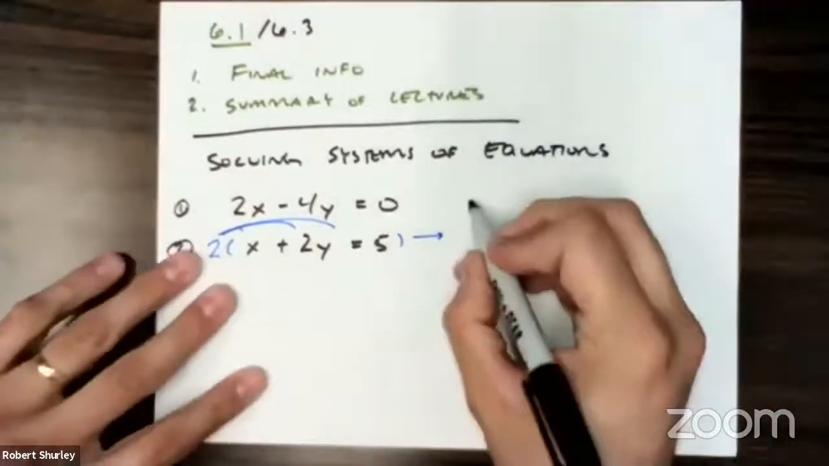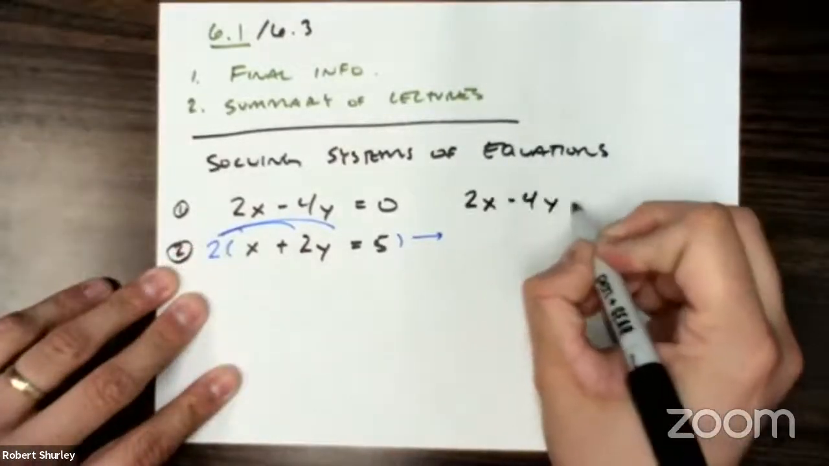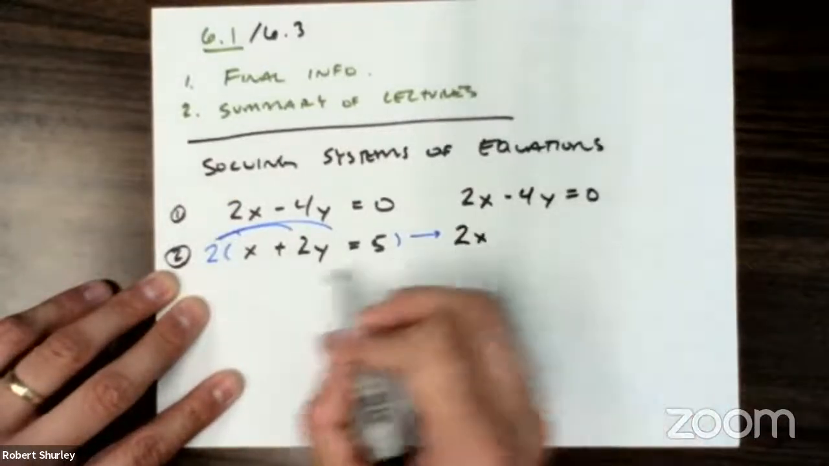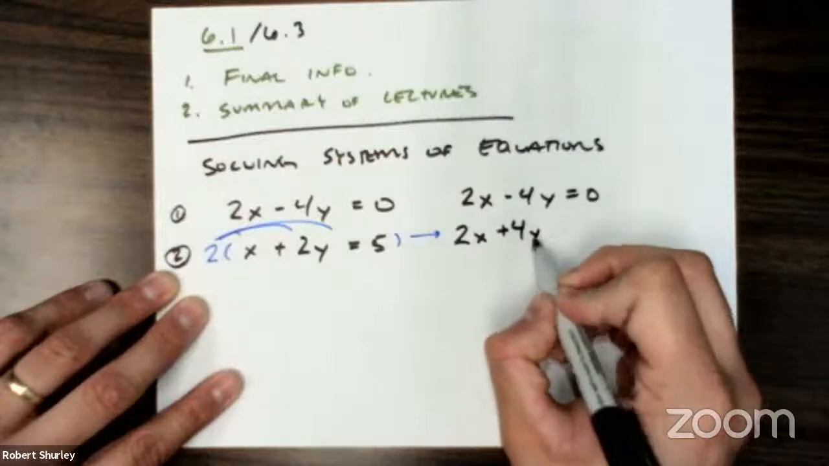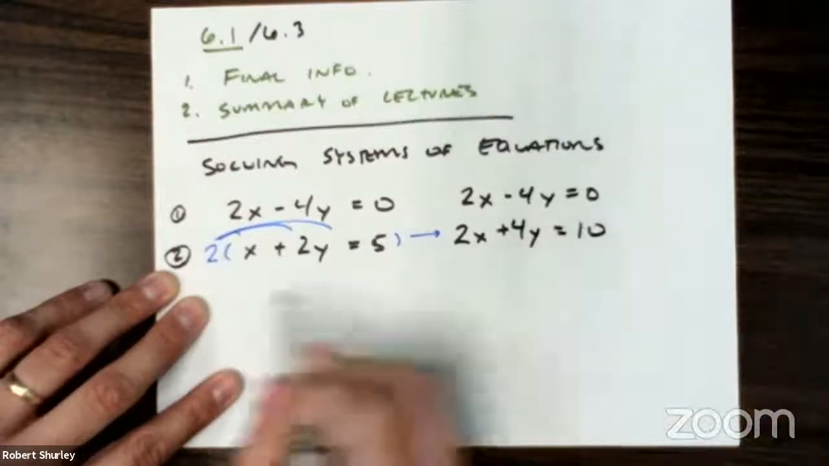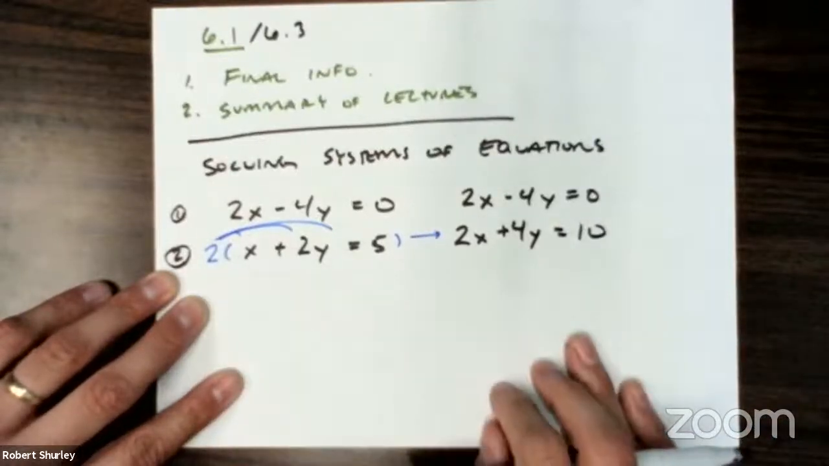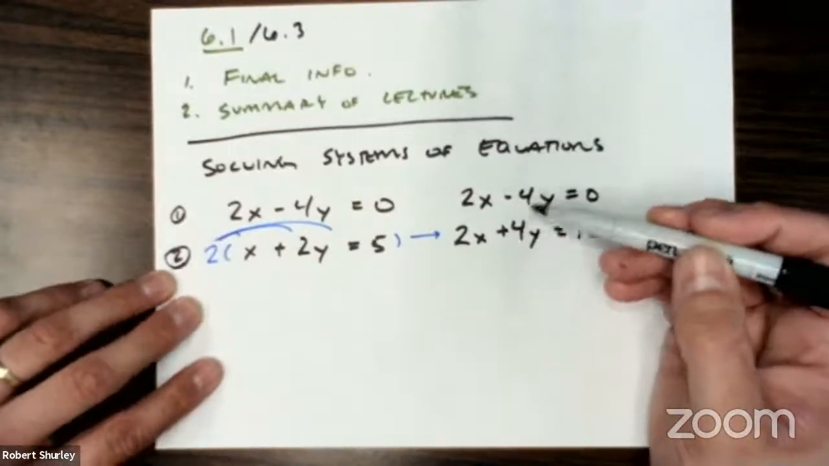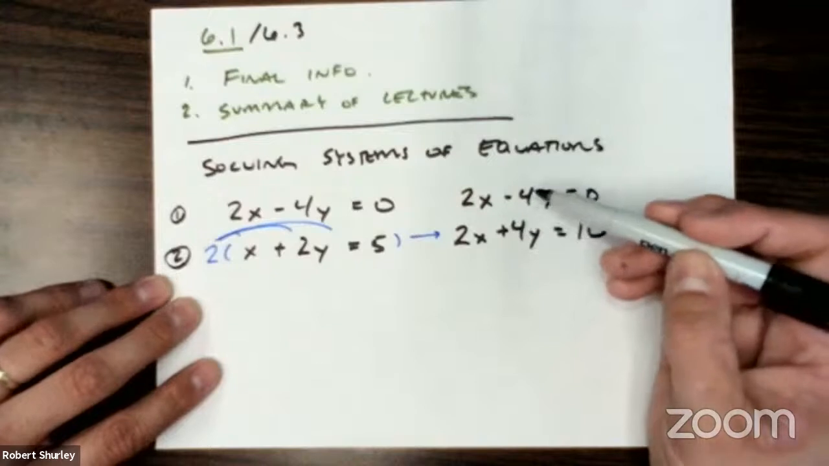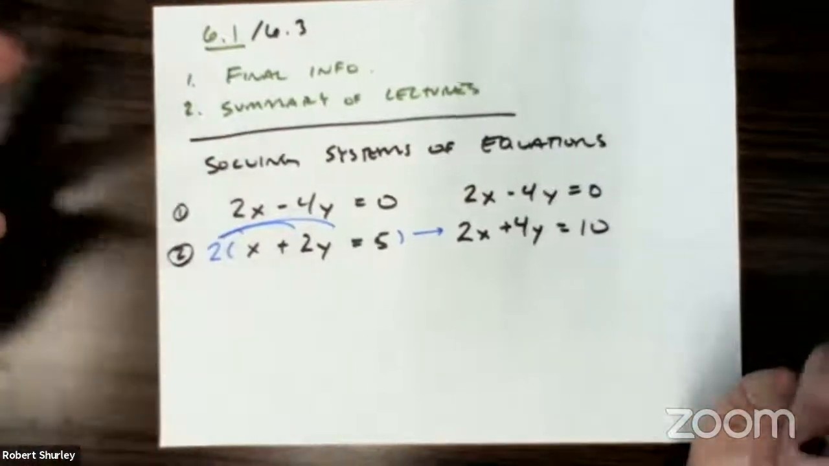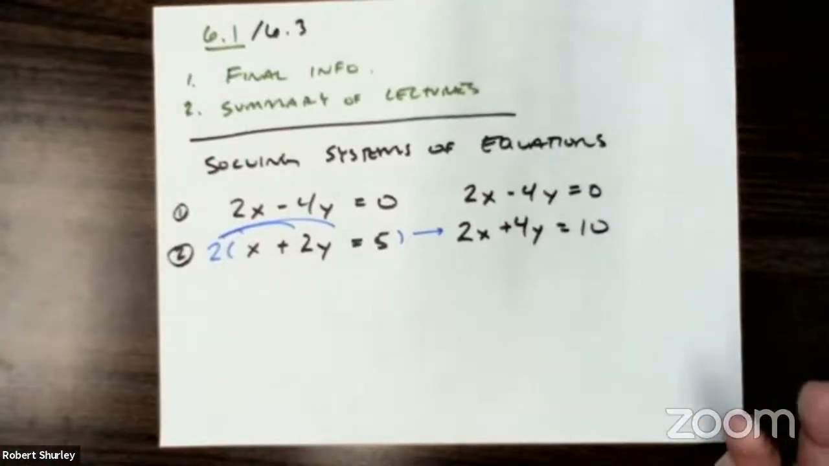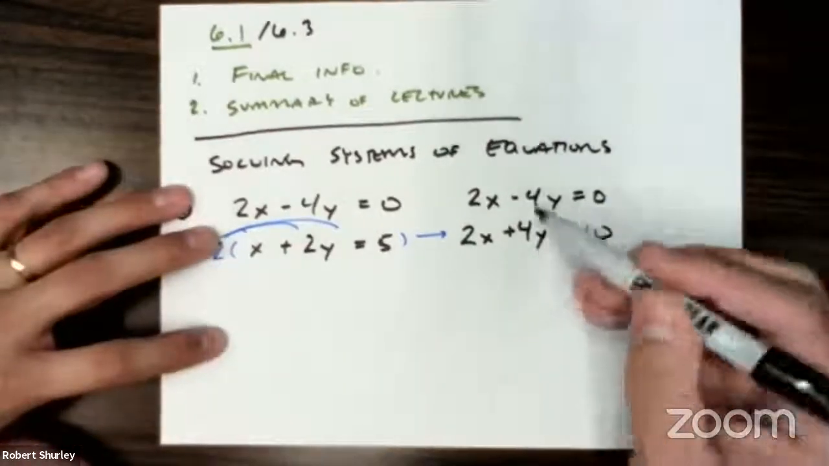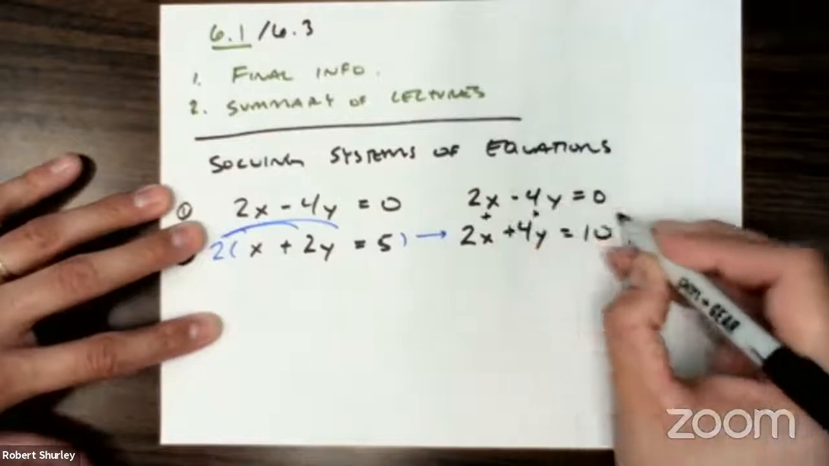the top equation, 2x minus 4y equals 0. And the bottom equation would be 2x plus 4y equals 10, right? We multiply the 2 all the way through. And notice the y's are opposite on these two equations, -4 and +4. That was the first goal in solving using elimination. Now, when we do this, we add vertically.